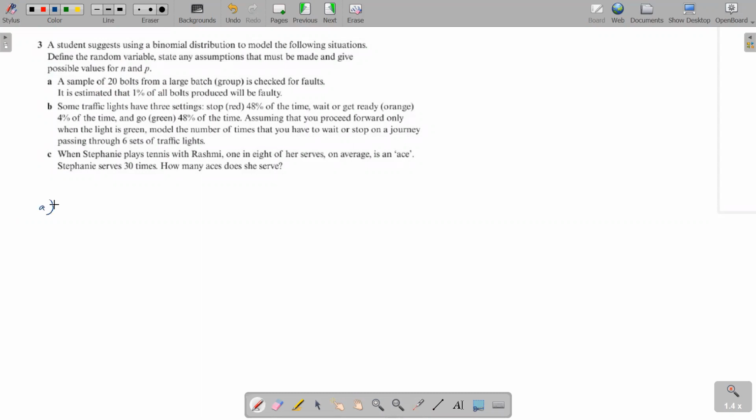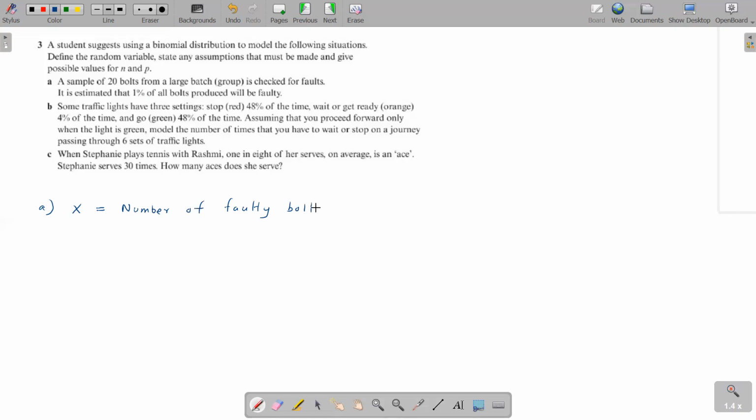Now, in part A, first thing is to define the random variable. How do you define the random variable? X is what? What are we checking for in this large batch? A sample of 20 balls from a large batch is checked for faults. Basically, we take the ball and check whether it is good or whether it has any fault in it. X will be the number of, you're always counting something. This is a discrete variable, right? So what are we counting here? Number of faulty balls. That's what we are counting here.